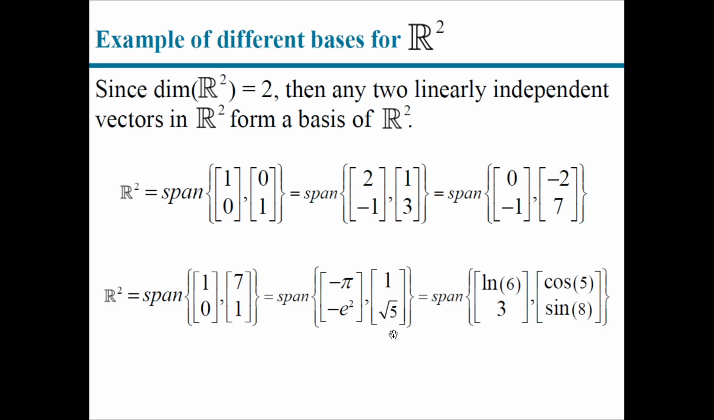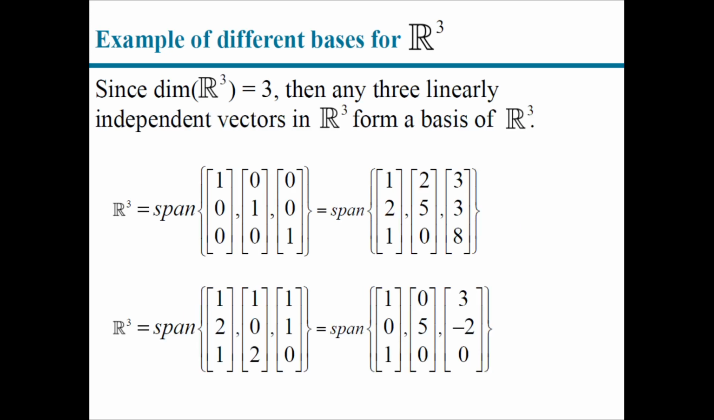Just to be clear, it's any real numbers. That's why I put pi and exponentials and radicals, just to make sure that you remember that these components are real numbers, not only cute numbers. Okay, they can be ugly too, and it's just fine. So any two linearly independent vectors from R2 form a basis for R2.